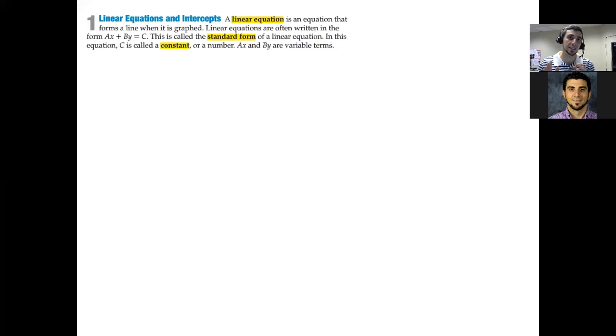In this equation, c is called the constant. It doesn't have a variable next to it, it's just the number. And ax and by are the variable terms. Notice a couple things. The x and y go in alphabetical order, and so do the a, b, and c. And it's ax plus by equals c. Now, I know that a, b, and c are letters, and so are x and y. However, a, b, and c stand for the numbers that could be there, okay? And x and y are the variables that make up the equation.